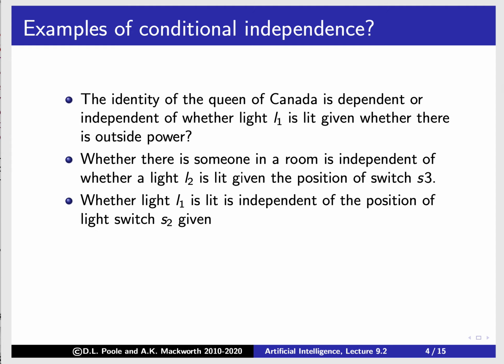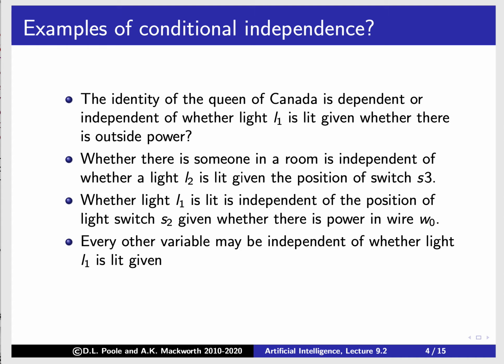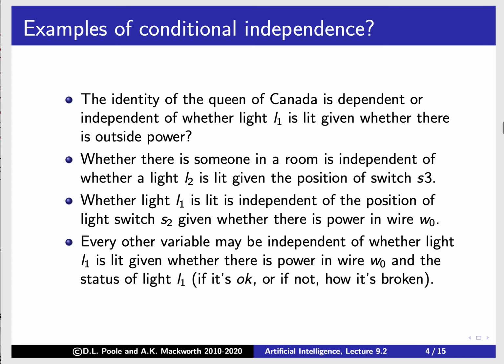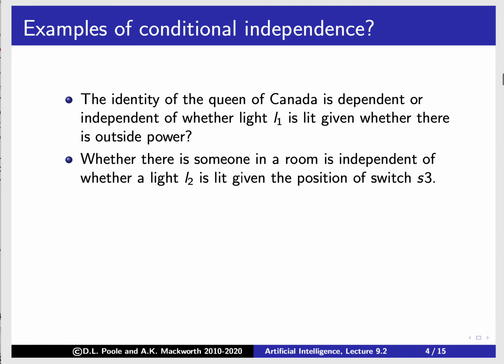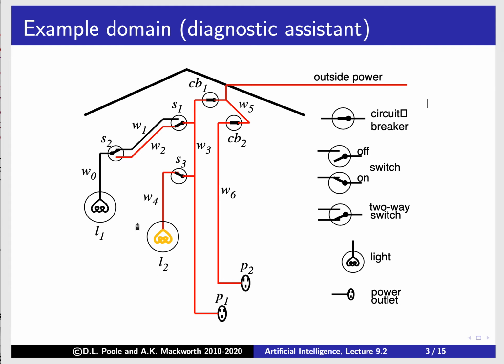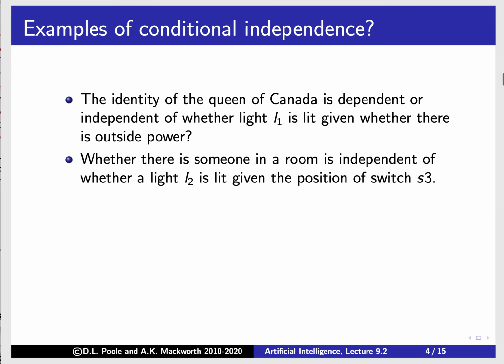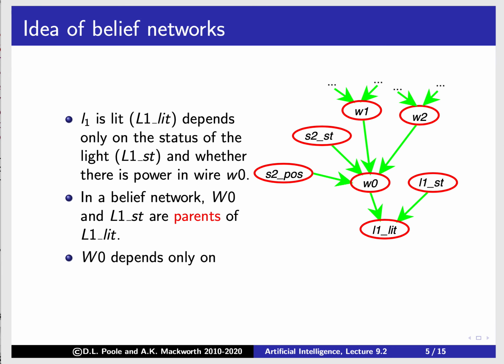Whether the light is lit might be independent of the switch position, given there's power. Every other variable may be independent of the light, given there's power in W0. Whether this one, L1, is lit only depends on whether there's power in W0 and whether the light's broken or not. Everything else is independent. So that's the idea we're going to exploit here.